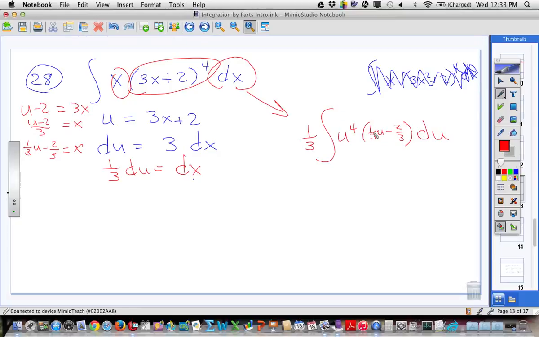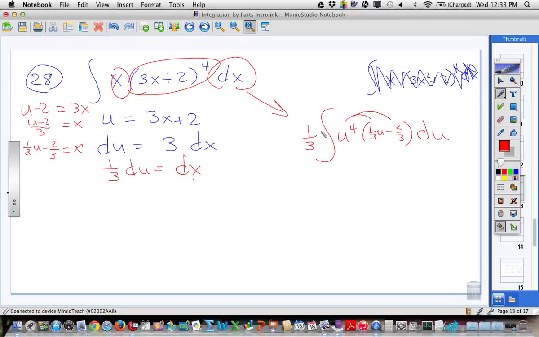You could pull out a 1/3 there and make this 1/9, and that would make things a little nicer. But in the end, you're still going to have to distribute that 1/9 too, so it really doesn't matter. Okay? So I'm going to go ahead and distribute this, and if you pulled it out, it would be there, but you're going to need it in the end anyway.